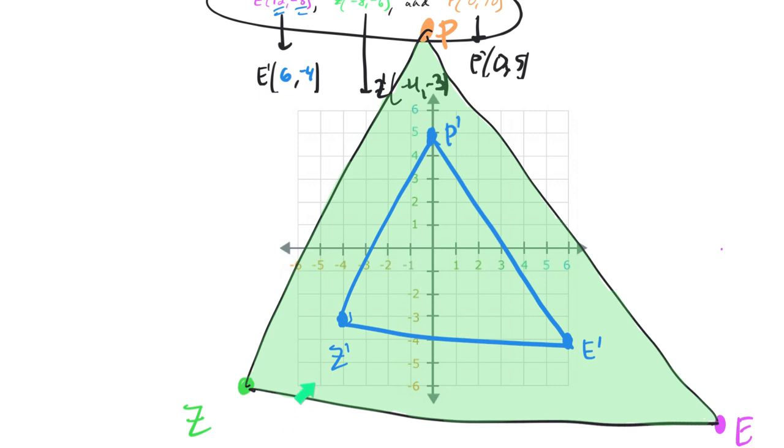And it certainly looks like the green triangle has been dilated to a triangle that's the exact same shape. It's similar. And the scale factor was 1/2, which means this length is 1/2 of the corresponding this length. The length of P prime E prime is exactly half as long as the length of segment PE. And the length of image Z prime E prime is exactly half the length of the pre-image segment ZE.